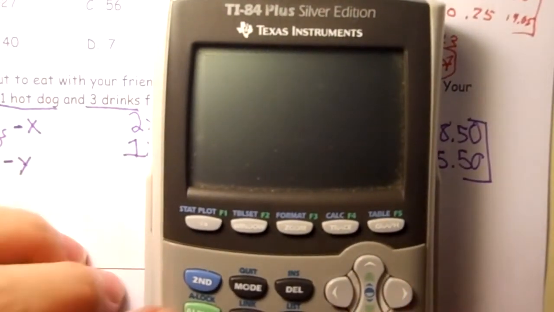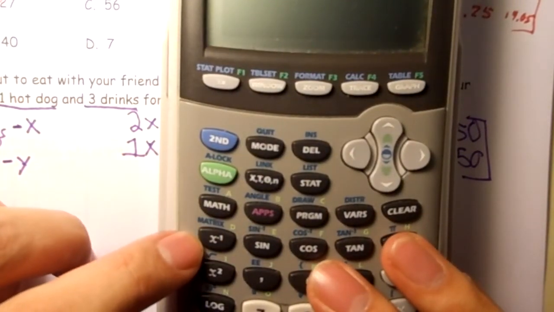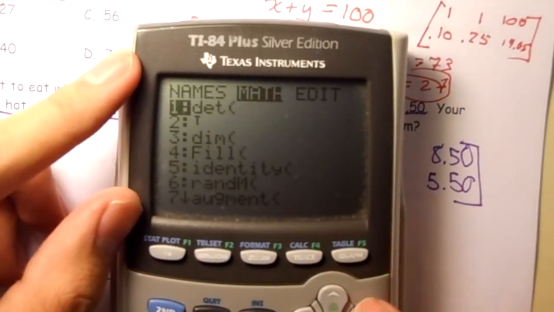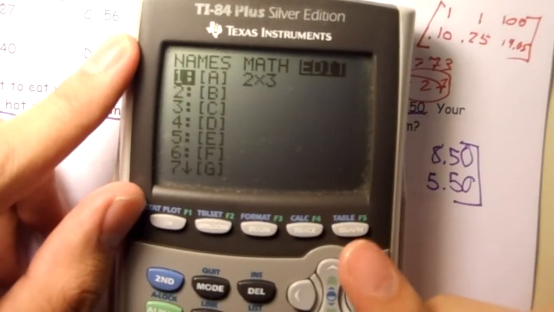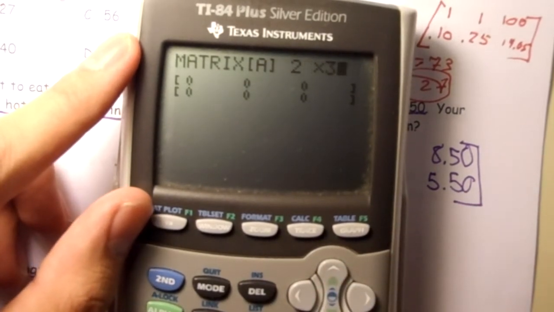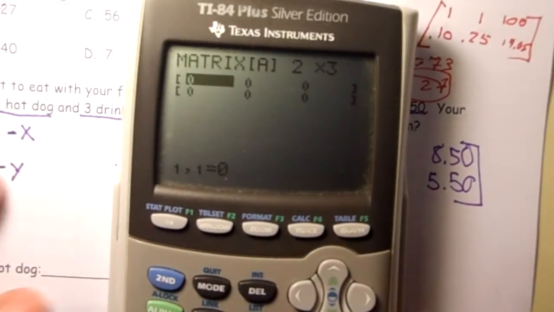So remember, to get to our matrix, we press second and x to the -1. That brings up our matrix menu. Scroll by pressing right twice to edit. Enter. 2 by 3 matrix. Set that up in case it's not that way for you. And let's input our numbers.